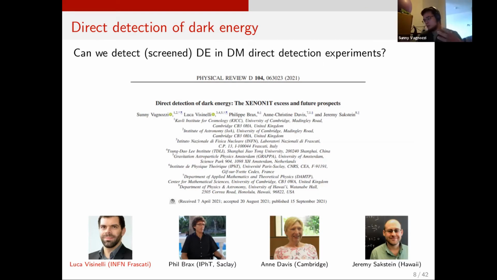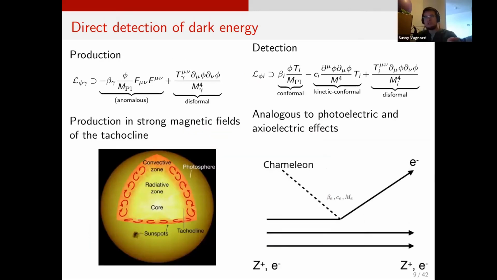So there are 2 parts. We need a production process and we need a detection process. So to produce the dark energy, what we consider is a possible coupling to photons. You can get a coupling to F squared, this coupling over here. And you can also couple field derivatives directly to the field strength tensor of photons.